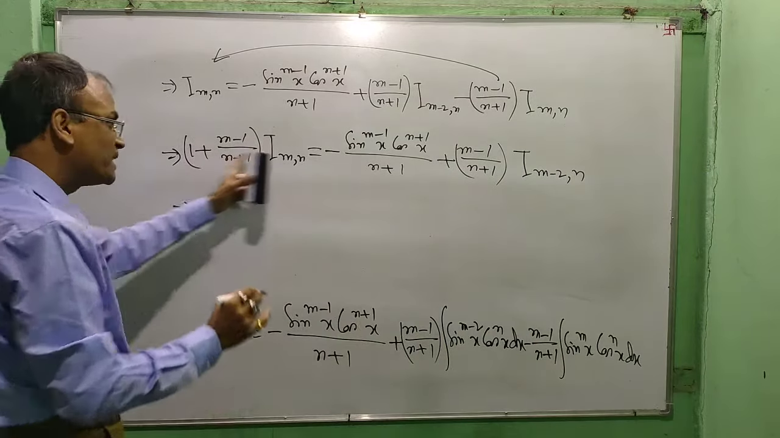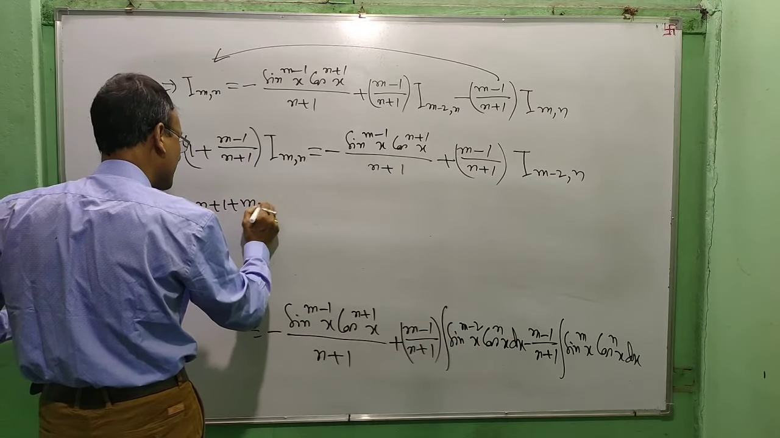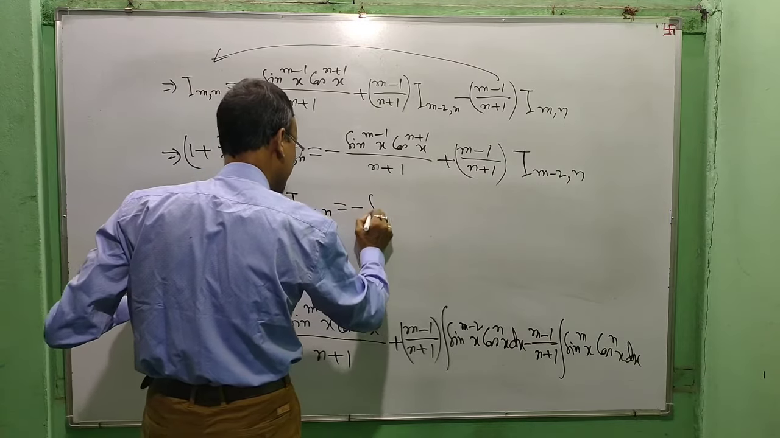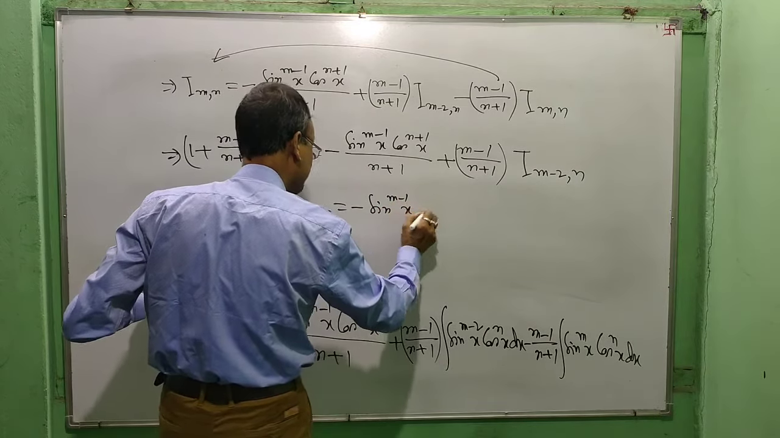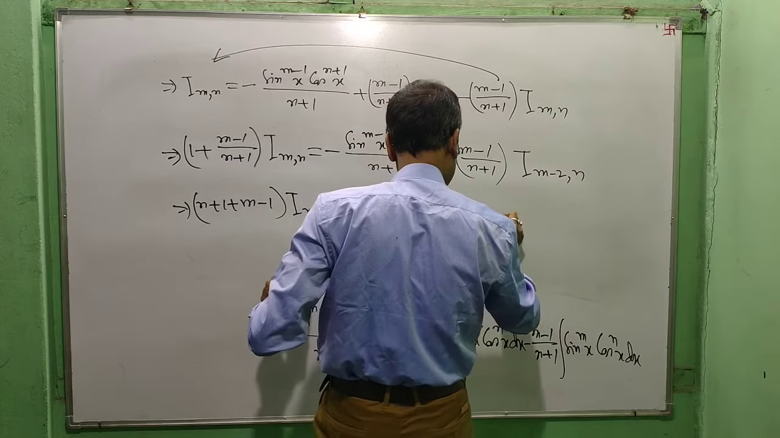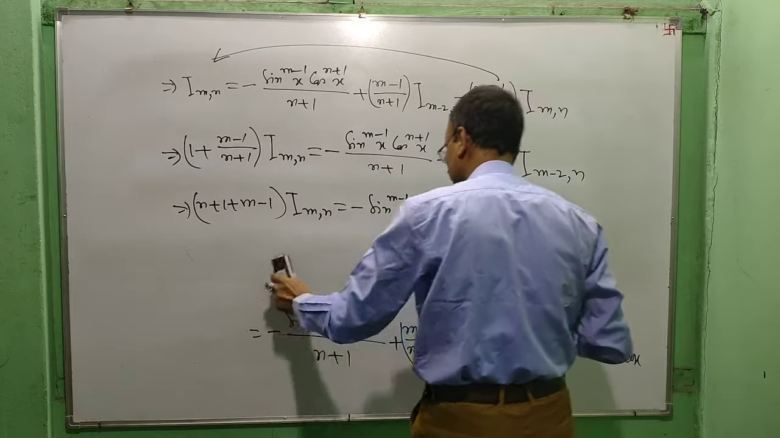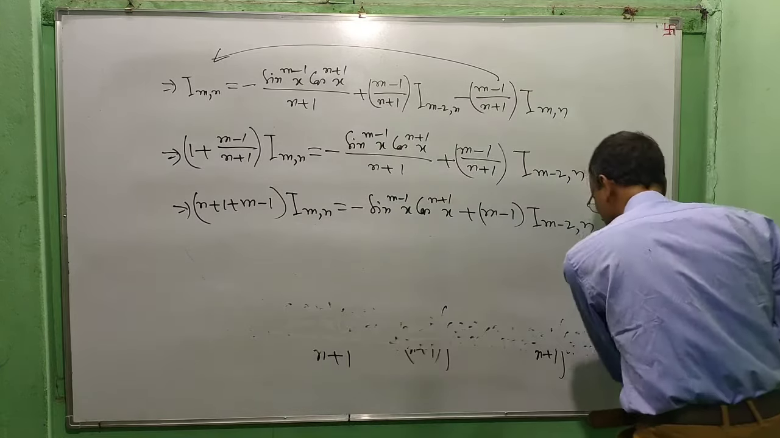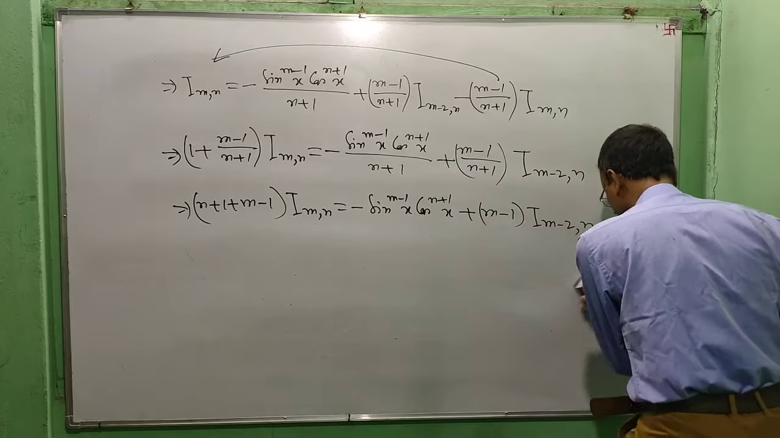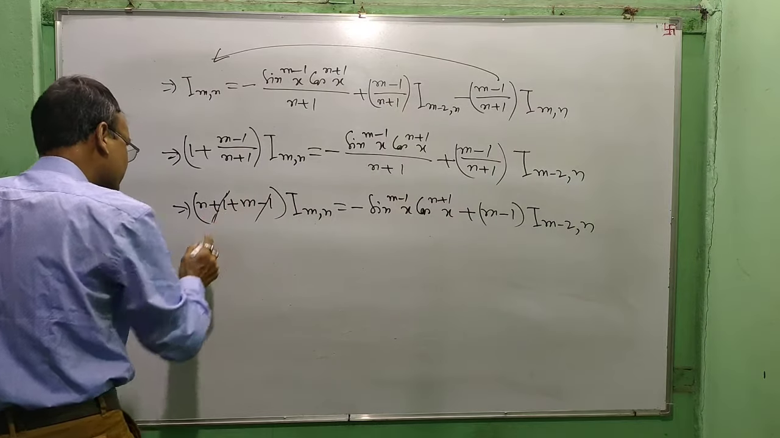Now, multiply both sides by m plus 1. If you multiply both sides by m plus 1, you will get I m n equal to minus sin to the power m minus 1 x into cos to the power m plus 1 x plus m minus 1 I m minus 2 n. You will get this. Minus 1 plus 1 will be cancelled.